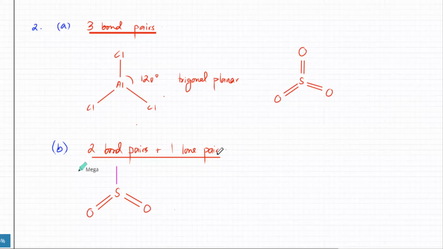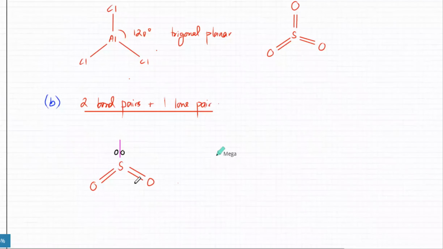And sulfur is, in this case, going to have one lone pair because it has 6 electrons, that means group 6. It's got 6 electrons, 2 shared here, 2 shared here. So there are 2 left. So that means there are 2 electrons that are left, and those 2 electrons are going to be over here. So the shape would be exactly the same. These electrons, they would all repel each other.